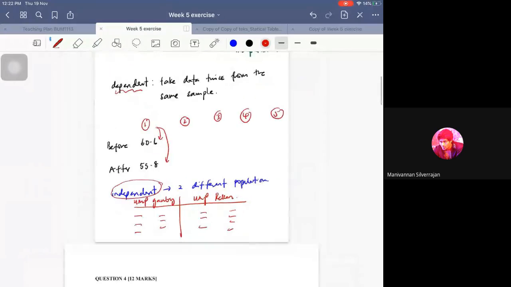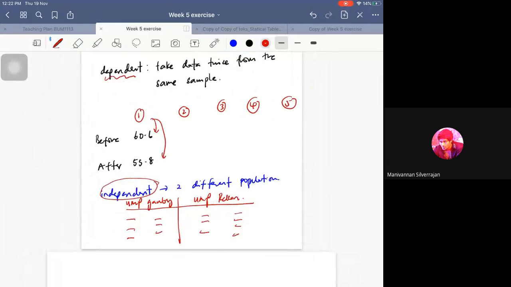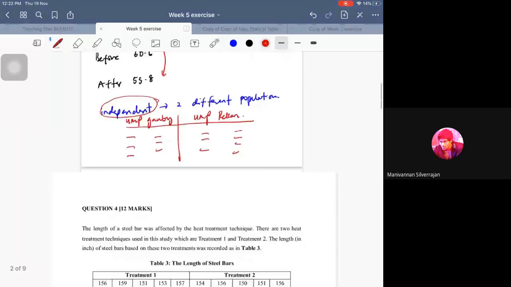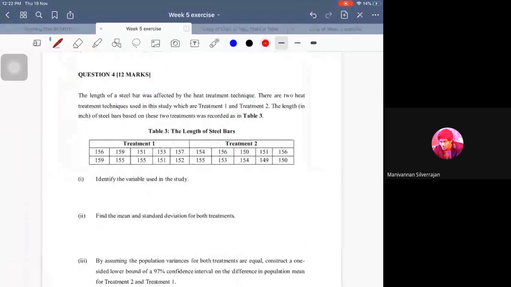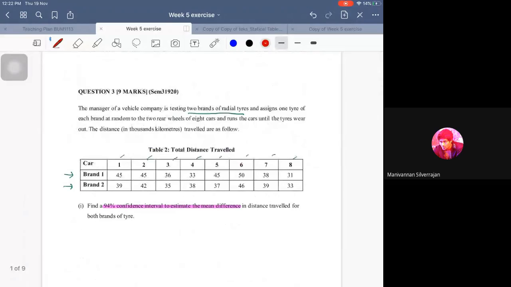Okay, so basically, again, I will repeat: dependent means from the same person, I took the data twice. And for the case of independent, I have two different populations and I take the samples separately. So that is the difference between independent and dependent. Now, can somebody tell me, for the case that we have over here about the car, is this a dependent or independent sample?